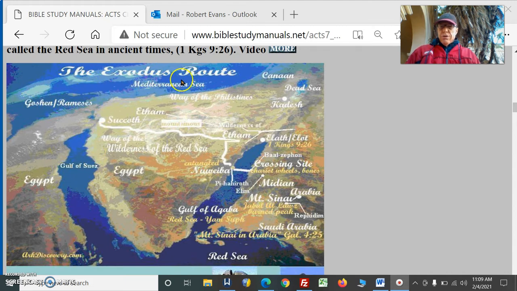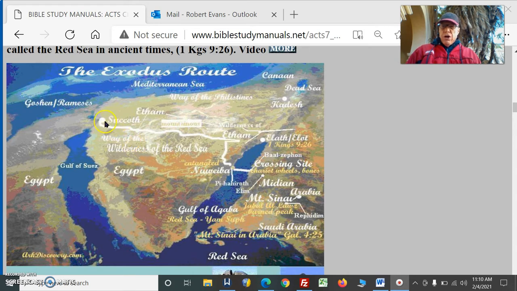The Exodus route. Mediterranean Sea up here. Goshen, Ramses, Egypt over here. Now you've got the Gulf of Suez. This is the branch of the Red Sea, but this is also the branch of the Red Sea. It goes up the Gulf of Aqaba, Gulf of Suez. Here's the wilderness of the Red Sea. This is also part of Egypt. The proper Egypt is over here. The wilderness is so influenced with all kinds of industrial and ownership and occupation of this. This is basically Egypt as well.